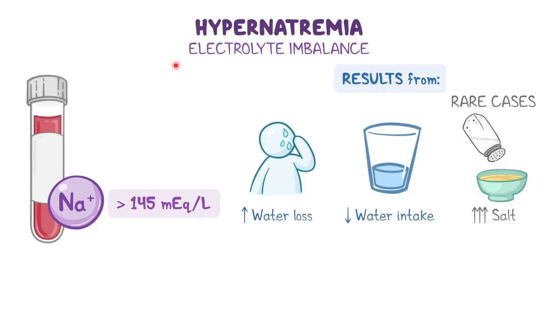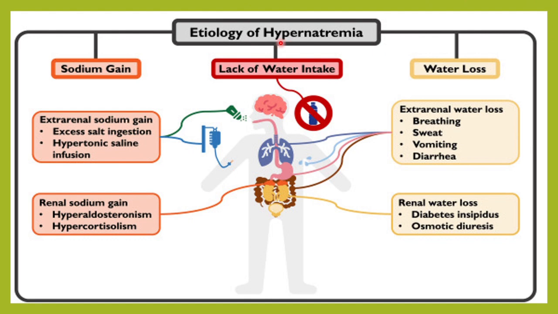Whenever the sodium concentration goes more than 145 milliequivalents, we term it as hypernatremia. Now it could be because of increased water loss: you are losing more and more water, that is why the concentration of sodium is getting raised. Or you are taking less water, the water intake itself is less, that is why the sodium must have risen. Or in rare cases you are consuming excess salt, which can cause hypernatremia. In the etiology of hypernatremia, either you are gaining sodium, or there is lack of water intake, or there is water loss.